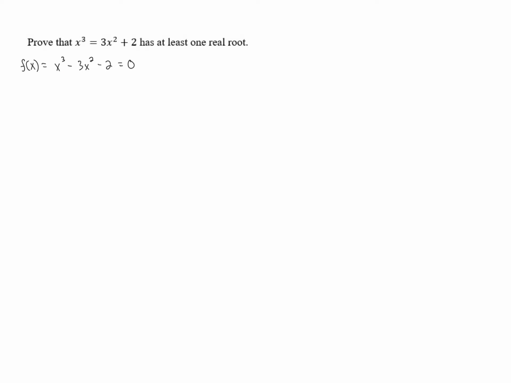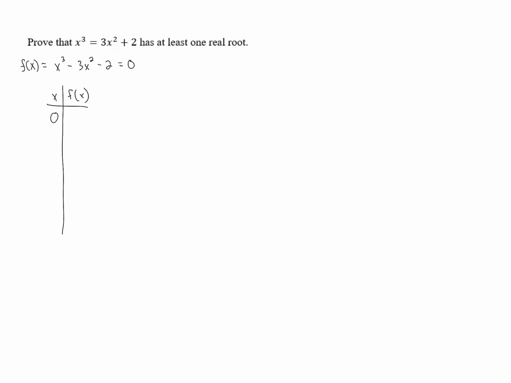And this is a continuous function. All polynomials are continuous for all real numbers. So what we need to do is make a table of values and hope that we can find x values that give us both a positive and a negative function value. And once we've done that, then we know by continuity and the intermediate value theorem that there will be a real root in between those. So let's pick some values.